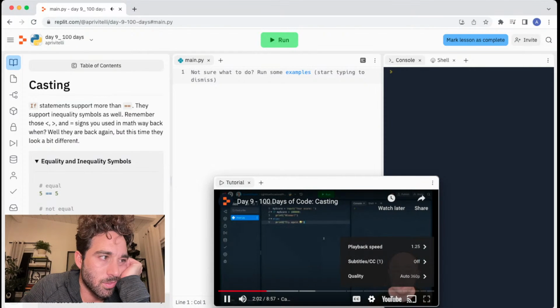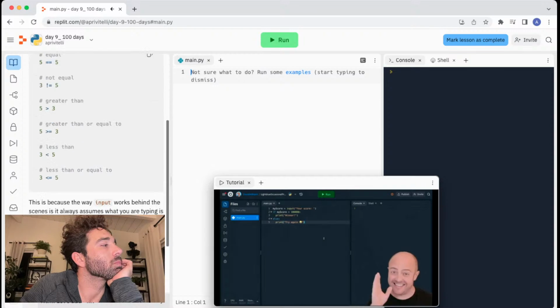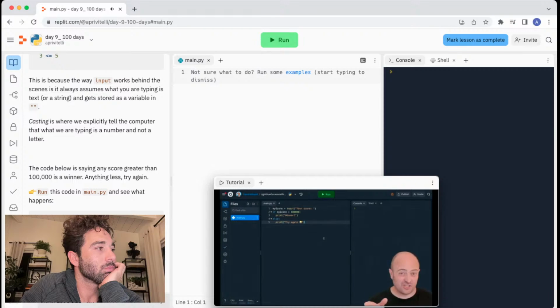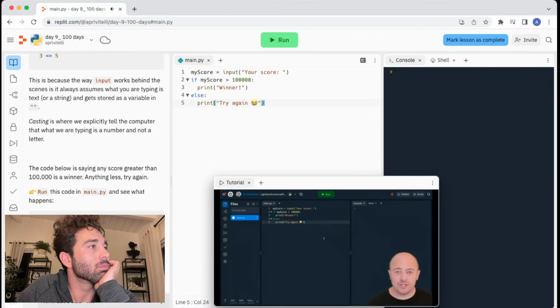Okay, we're going to start with this piece of code that I've written very simply to incorporate the different equality symbols in the if statement addition. In other words, I've written a question that says, what score did you get in our game? Any number over 100,000 should make the computer say winner. Anything less than that should cause it to say try again. Why don't you go and try it and see what happens, and then we'll do it together.